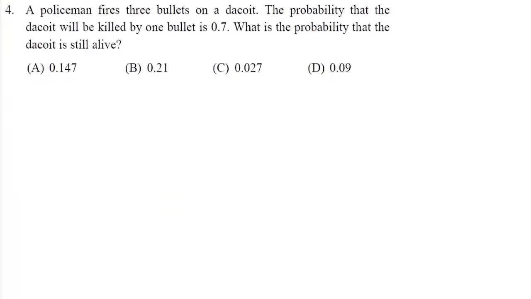Now fourth question is, a policeman fires 3 bullets on a dacoit. The probability that dacoit will be killed by 1 bullet is 0.7. What is the probability that dacoit is still alive? The dacoit is still alive if none of the bullets hit him. The probability that dacoit is still alive will be this P naught whole cube. So it will be 0.3 cube and there will be 0.027 and that's your option C.